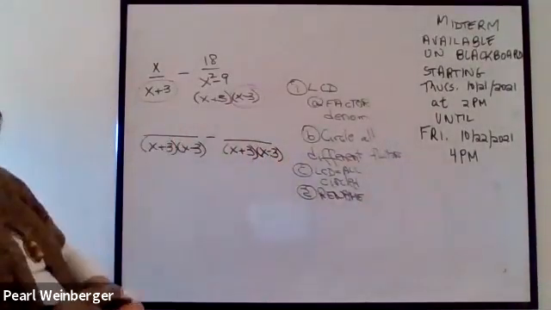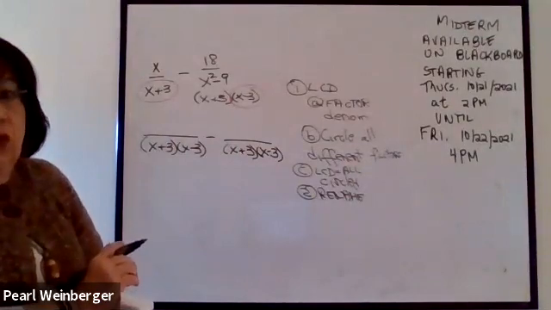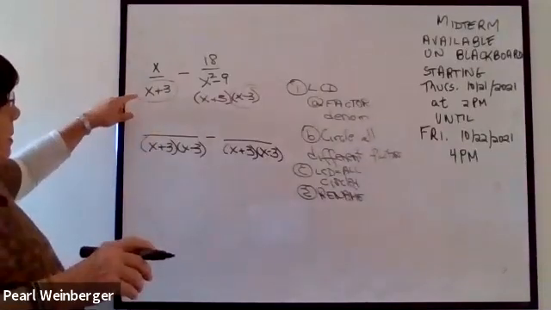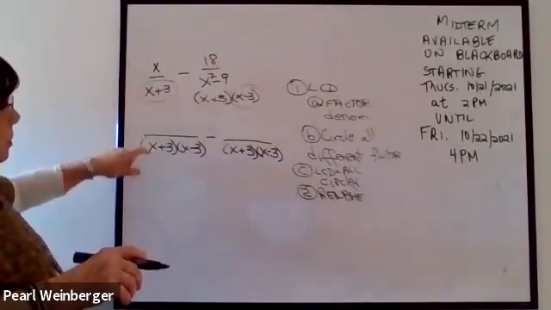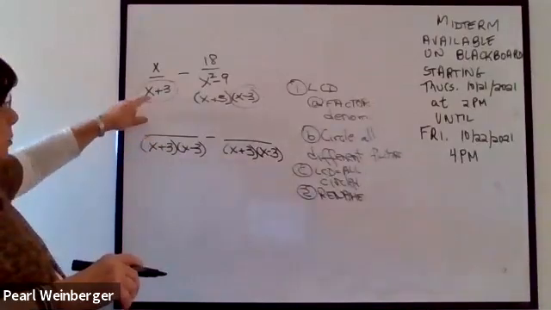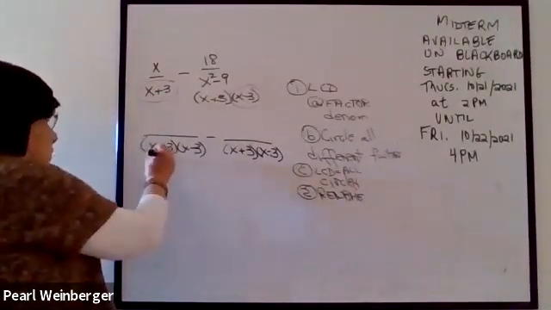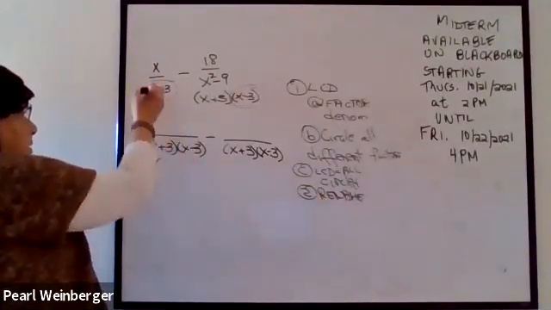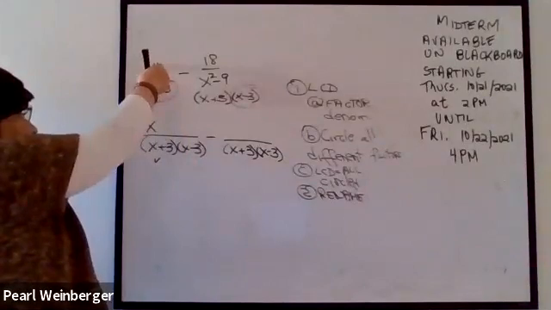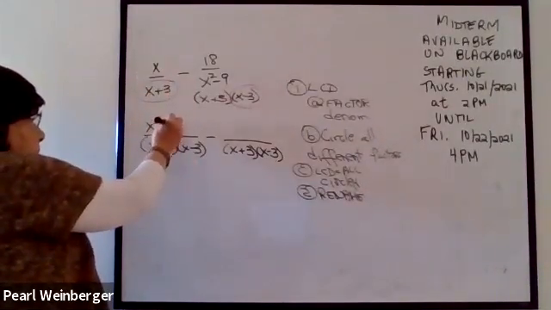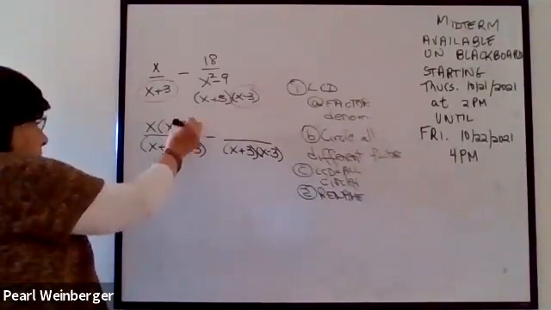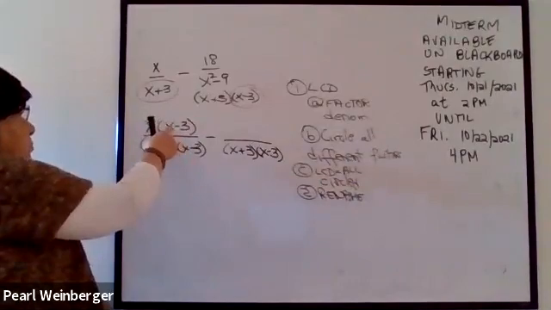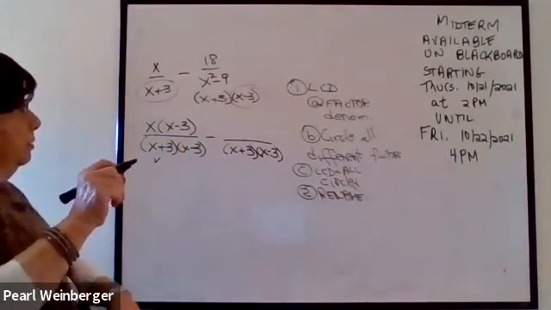Okay, so we found our common denominator. We now want to rename our fractions. And we do that by comparing my original denominator with my LCD. So here I have the x plus 3 that I have. What I didn't have, what's new here, is x minus 3. So I have to take my x that was there originally and multiply it by the x minus 3. I multiplied in the denominator by x minus 3. I've got to do the same thing in the numerator.